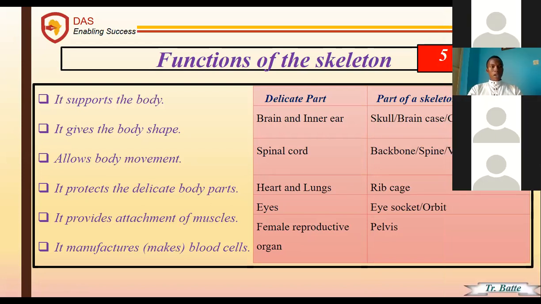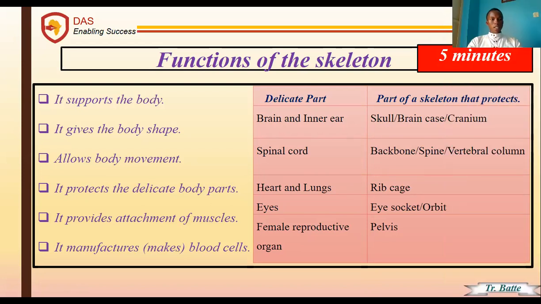Another one, as you can see there, it allows body movement. Skeleton allows body movement. For you to move from one position or from one place to another is because of the movement in bones. If your bones cannot move, that means you cannot move also. Another one, it protects the delicate body organs. We shall look at the delicate body organs which are protected by the parts of the skeleton. Are we together? It provides attachment of muscles.